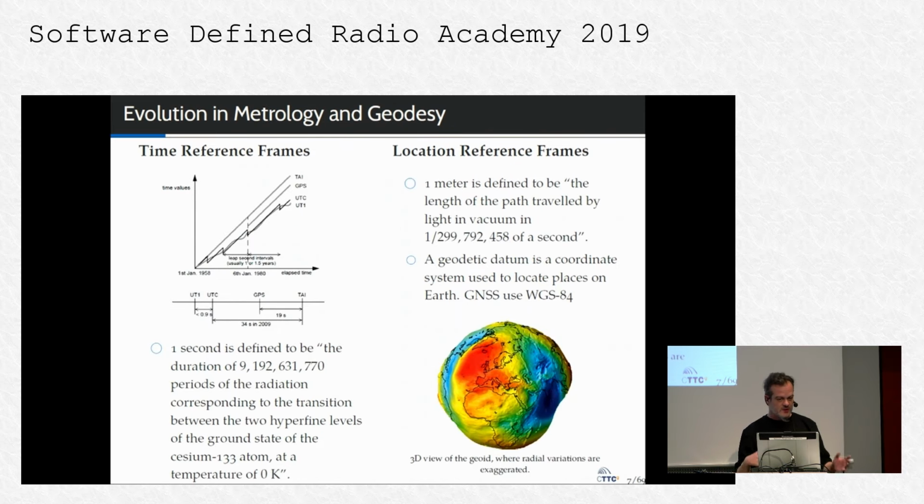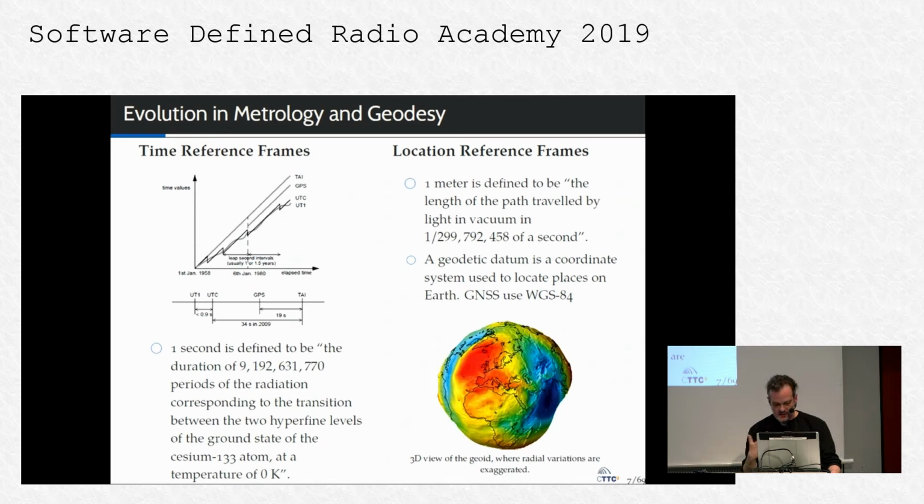So there is also an evolution in metrology and in geodesy. For instance, here you have the formal definitions for what is 1 second or what is 1 meter. Without context, they seem quite crazy or arbitrary. We have learned about the shape of the Earth, which is not spherical, which is more like a potato.